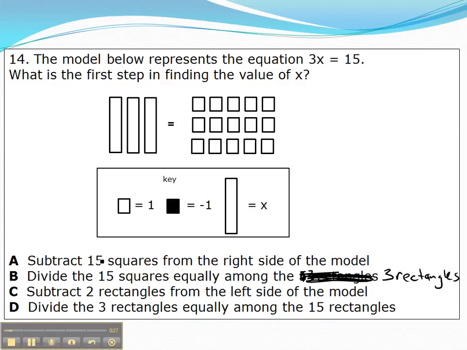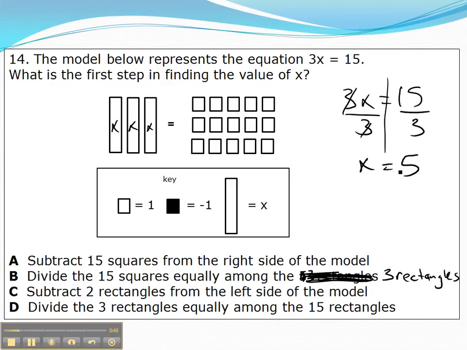And then let's look at this problem. It says the model below represents the equation 3x equals 15. That's correct. 3 x's equal 15 squares. What's the first step in finding the value of x? Well, it's a pretty simple equation. We would undo this multiplication with division. Divide both sides by 3. And we would get x equals 15 divided by 3, which is 5.